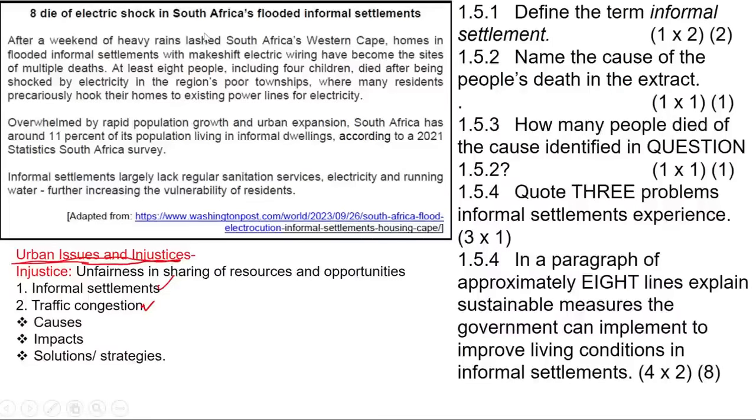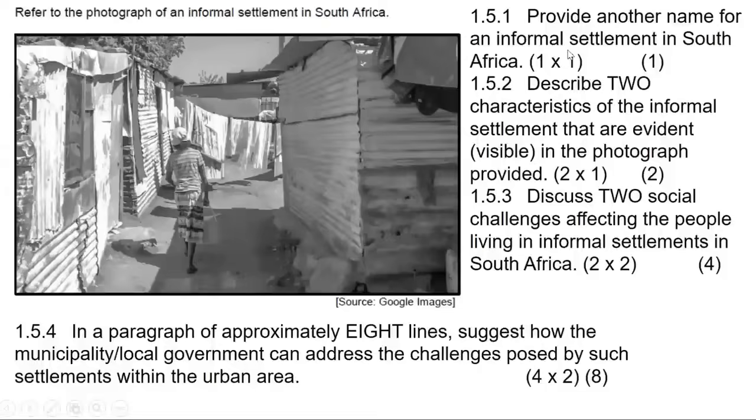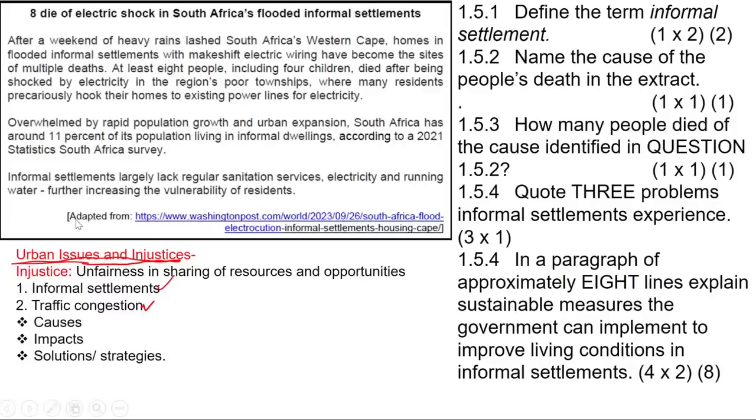Now, here is the first question. Here it says, what is an informal settlement, or define the concept informal settlement? It simply refers to a settlement that is built without the permission of the government. That is an informal settlement.